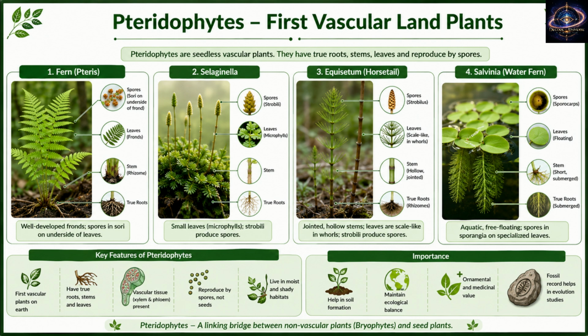Now let us study angiosperms. Angiosperms are flowering plants. Unlike gymnosperms, angiosperms have flowers. Their ovules are enclosed inside the ovary. After fertilization, seeds are enclosed inside fruits. Simple meaning, angiosperms are plants with flowers and fruits. Real-life examples: mango, rice, wheat, rose, sunflower, coconut, banana, neem, tomato, brinjal.